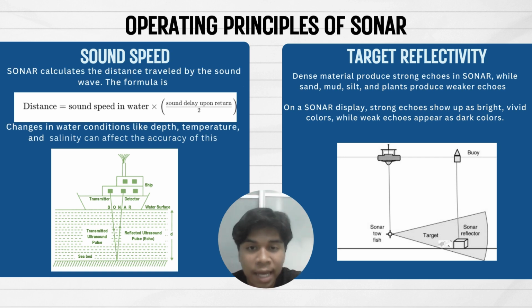Now, let's go to the next operating principle of sonar, which is target reflectivity. Sonar targets with materials like rocks, metals, and gas produce strong reflective echoes due to their high density compared to water. In contrast, materials like sand, mud, silt, and plants produce weaker echoes because their densities are similar to water, and also they absorb sound energy. On a sonar device, strong echoes appear as bright indicators with vivid colors. In typical palettes, bright colors indicate strong echoes, while dark colors indicate weak echoes.